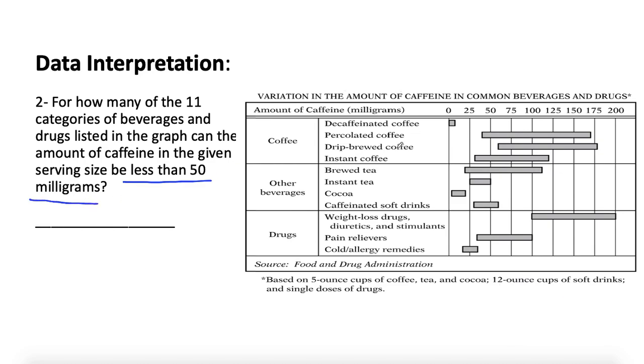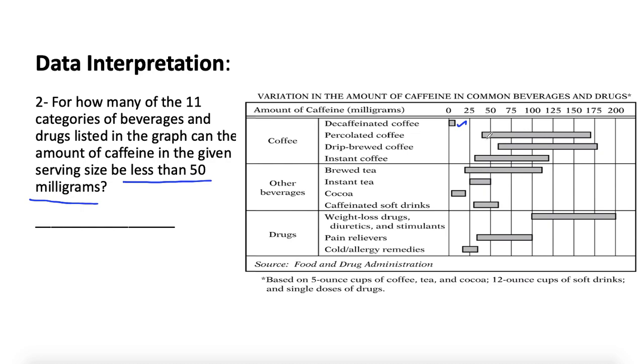We need to figure out such categories in which we could have a serving size less than 50 milligrams. And as you already know, each of these bars shows the minimum and maximum value. So any of the bars which is on the left side of the 50, that means that it could have less than 50 milligrams. So first of all, yes, this could have less than 50.